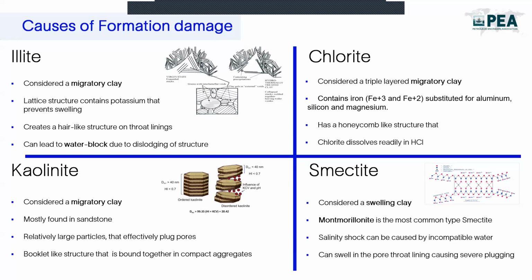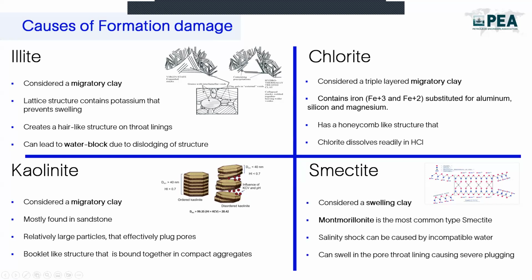So once the water block occurs, when we are injecting or changing the fluid chemistry, that causes illite structures to dislodge or detach and migrate as a result of a change in salinity in water flooding, for example, leading to a blockage in the small pore throats.